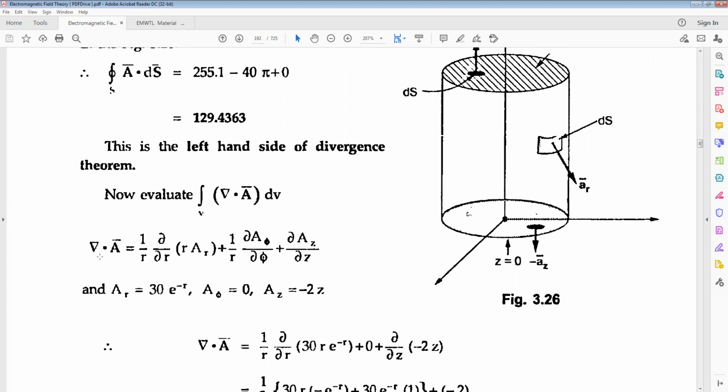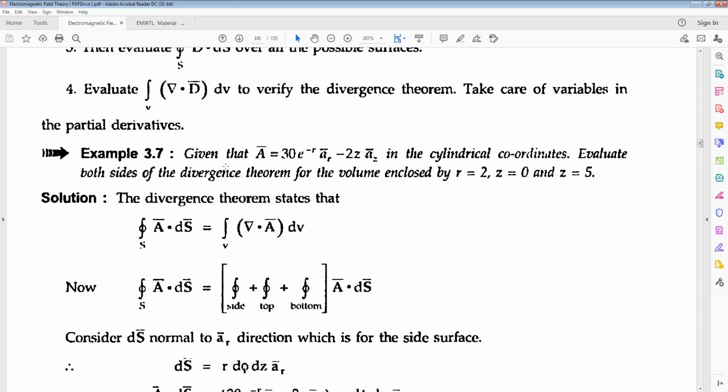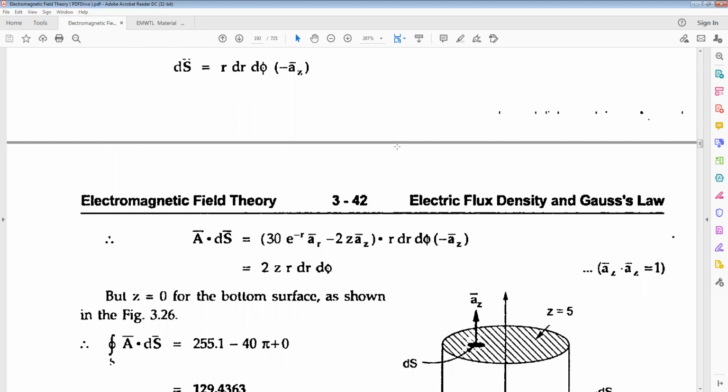The volume integral means you can find the divergence of A bar. Del dot A bar is nothing but the divergence of A bar. In the last example, we saw the formula: 1 by R into dou by dou R of R into AR bar, plus 1 by R of dou A phi by dou phi, plus dou AZ by dou Z. The given AR bar component is 13 to e power minus R, A phi is 0, and AZ is minus 2Z. There is no A phi, so A phi is 0.